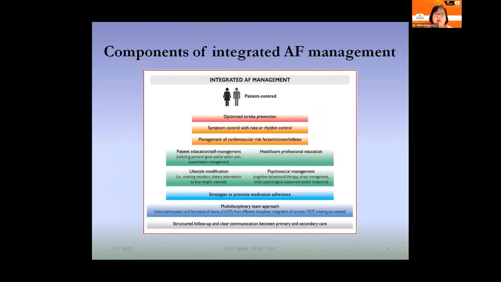These are the components of integrated AF management. In integrated AF management, the patient is the center of the treatment. So it should be patient-centered care, and patients should be explained about the diagnosis, the treatment options, the progress of the disease, and the outcome of the treatment. Firstly, optimized stroke prevention is very important because stroke is very disabling and a patient with stroke can have an unproductive life. The other symptom control for rate and rhythm was already explained by the previous speaker.